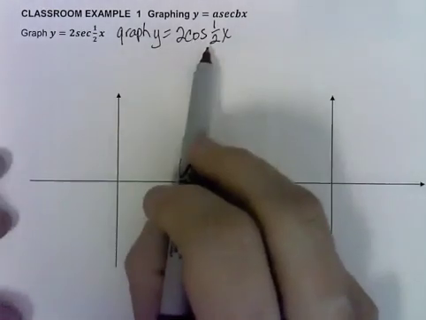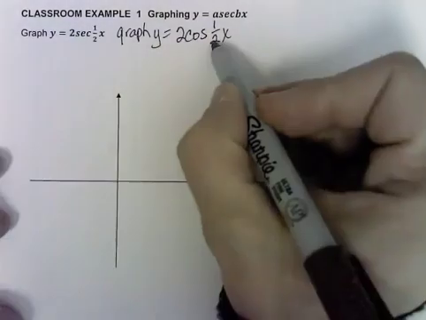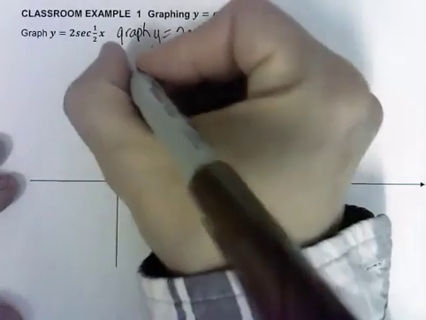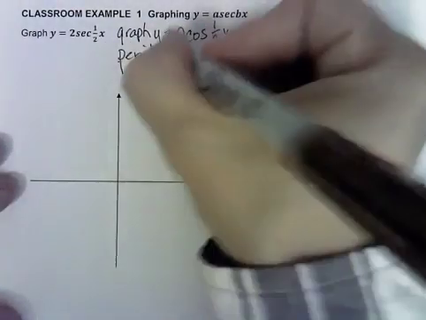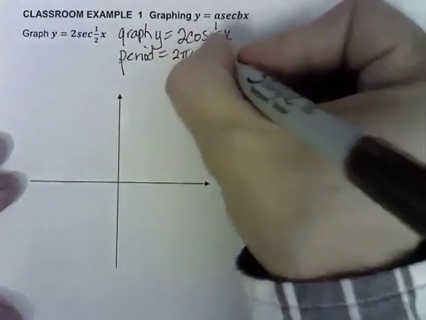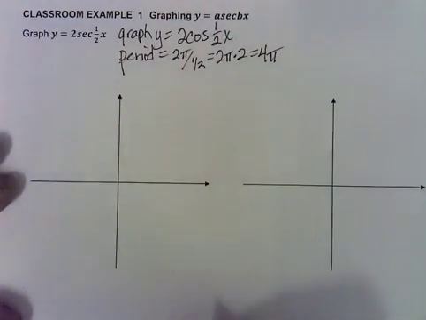We're going to go through everything that we did in the last section when we were graphing sine and cosine. The first thing we want to look at is our period, because this is going to have a horizontal stretch. Our period is 2 pi over b. That would be 2 pi over 1/2. We end up multiplying by the 2. That gives us 4 pi for our period.